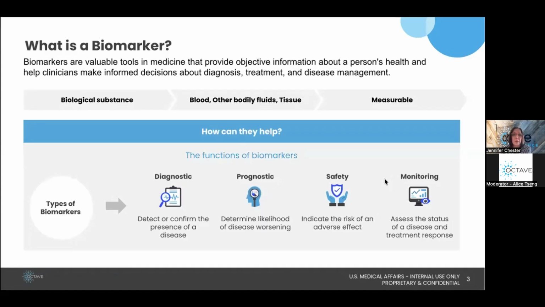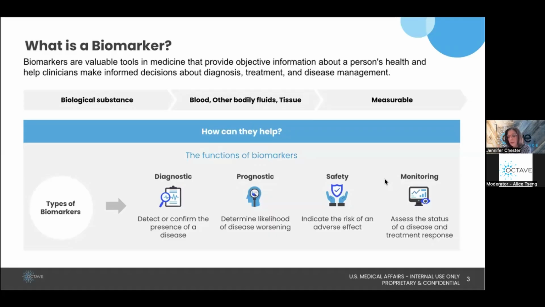So, what is a biomarker? Biomarkers are valuable tools in medicine that provide objective information about a person's health, and it helps clinicians make informed decisions about diagnosis, treatment, and disease management. So, it is a biological substance. It is in your body. It can be seen in blood or other bodily fluids, such as cerebrospinal fluid. It also can be seen in tissue, and it is something that is measurable. So, we can actually get a number that tells us what's going on in the body.